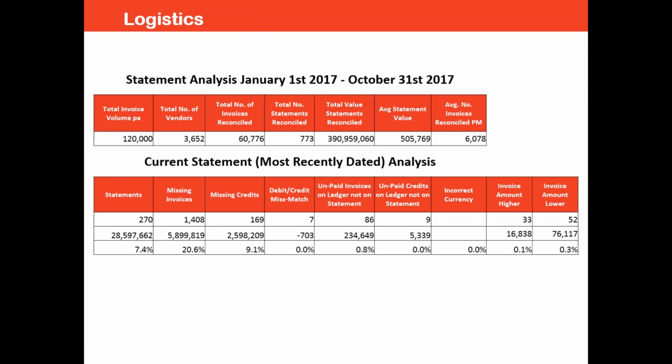And then logistics, they're not processing many statements. They've processed 773 statements in 10 months, so about 70 statements a month. But there's still £400 million worth of invoices across those statements. And actually, all the stats are pretty good. You've still got 20% of the value of the outstanding statements attributable to missing invoices, about 1,400 documents. They've got quite a few missing credits as well, £2.6 million worth, which is about 10% of the outstanding statement value. But the rest of them are all 0.0 or something.